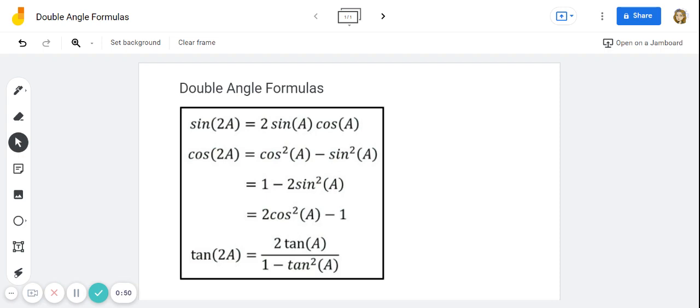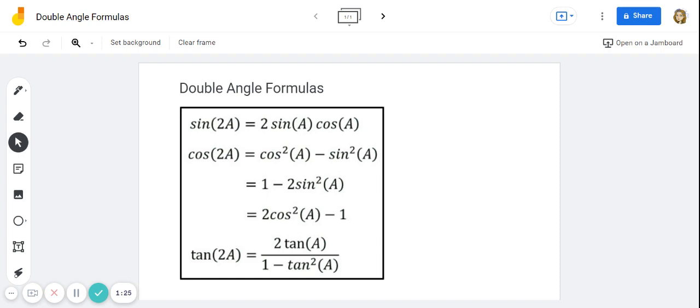So you don't have to know all 3 of these. You could use whichever one you prefer. A lot of times we end up using cosine squared minus sine squared because we're dealing with fractions, and that'll end up with the same denominator, so we don't have to worry about a common denominator. It really doesn't matter which one you use. All 3 of those equations are equivalent because of the Pythagorean identity. Tangent of 2a is 2 times tangent of a over 1 minus tangent squared of a.